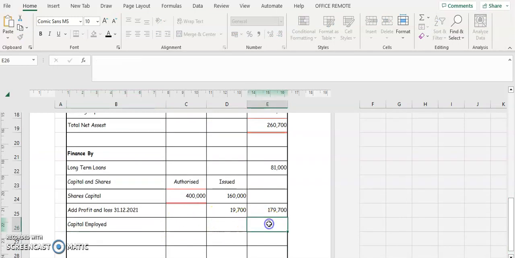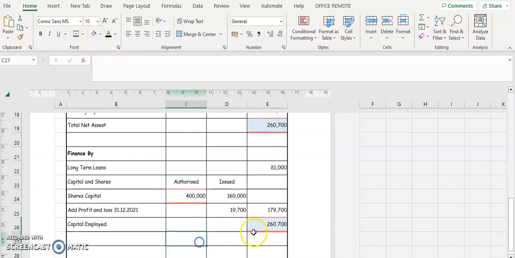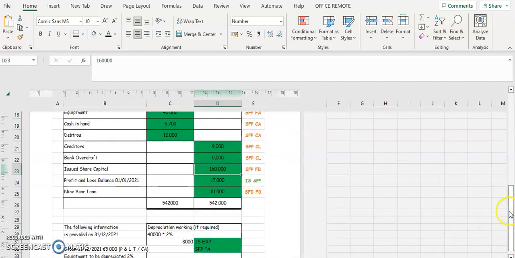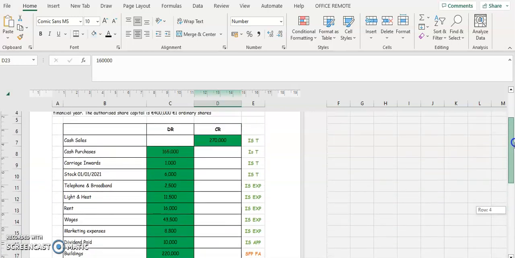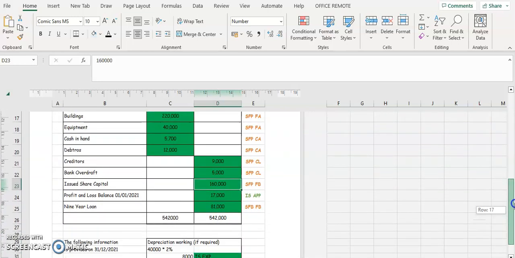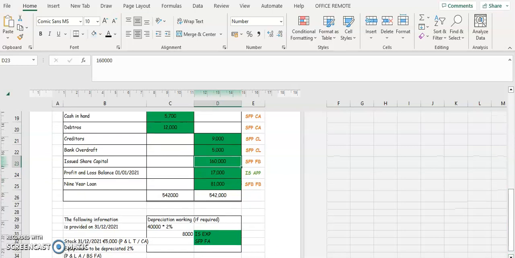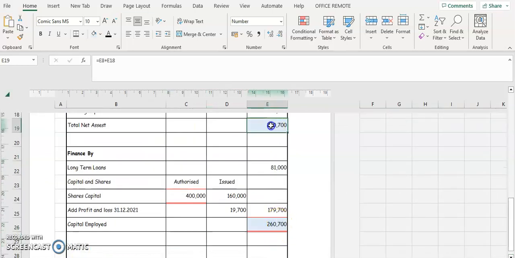That's how much the business is worth, or where the money came from to finance the business. So when we add these two together, your total net assets up here and your capital employed should be the same. And when they're the same, then you know you've done the question correctly. When we look at our question, we will see that all our items have been ticked off or highlighted, so we know we've put them all in. And because it's balanced, we know we've done the question correctly.